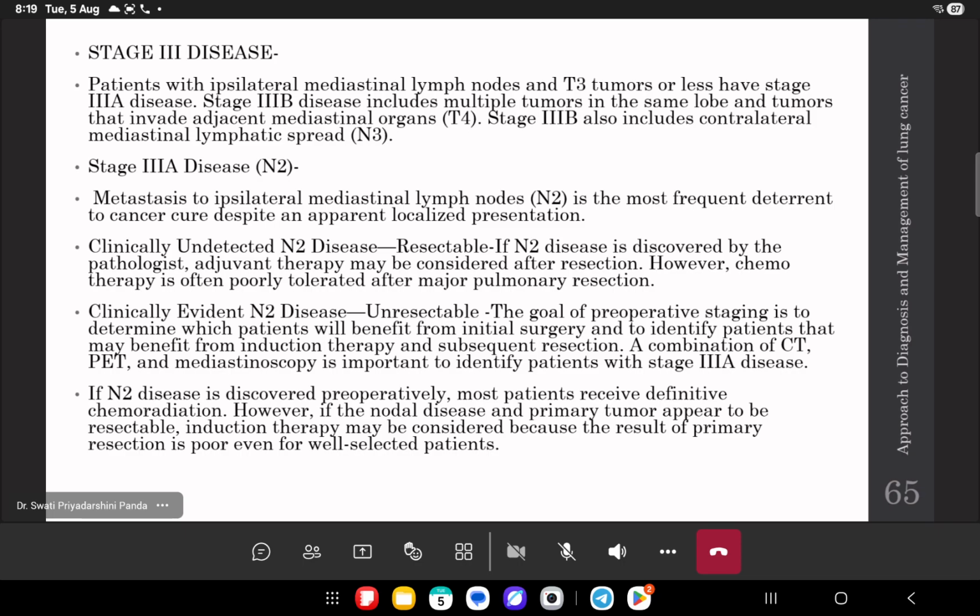The goal of the preoperative staging is to determine which patients will benefit from initial surgery and to identify patients that may benefit from the induction therapy and subsequent resection. A combination of CT, PET, and mediastinoscopy is important to identify patients with stage 3A disease. If N2 disease is discovered preoperatively, most patients receive definitive chemoradiation. However, if the nodal disease and primary tumor appear to be resectable, induction therapy may be considered because the result of primary resection is poor even for well-selected patients.